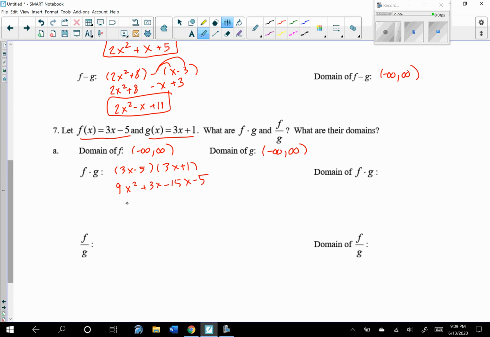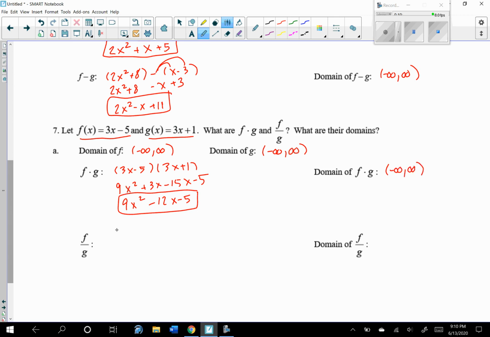Combine your like terms. 9x squared minus 12x minus 5. And if we look at this new equation, f times g of x, notice there's no variables in the denominator or underneath an even root, so the domain is still all real numbers.